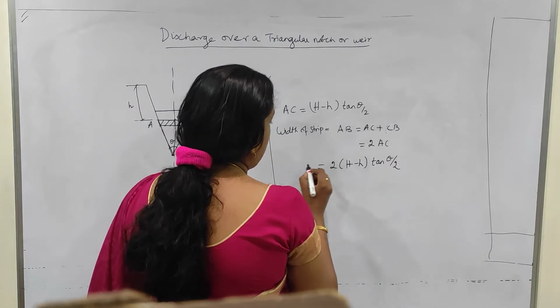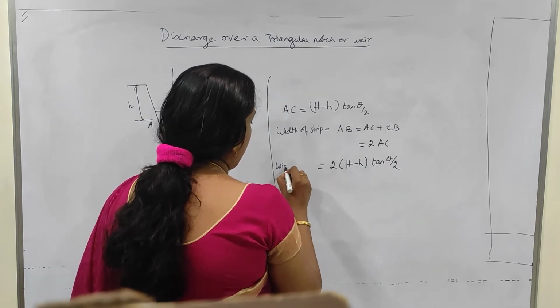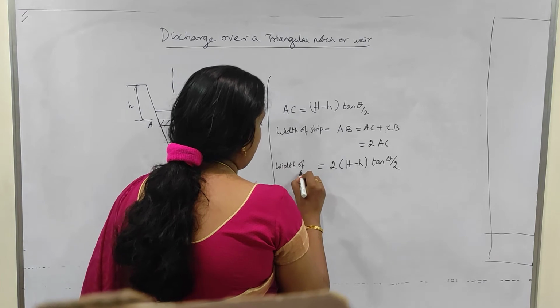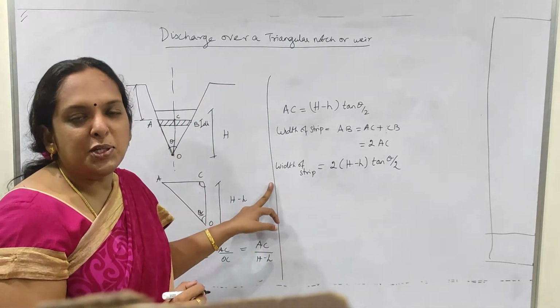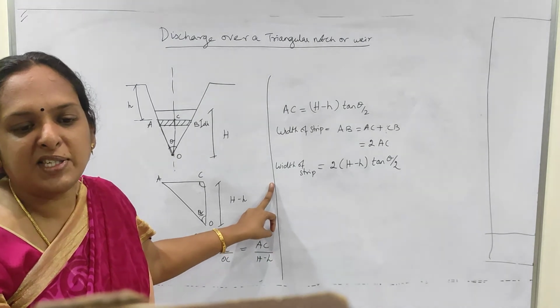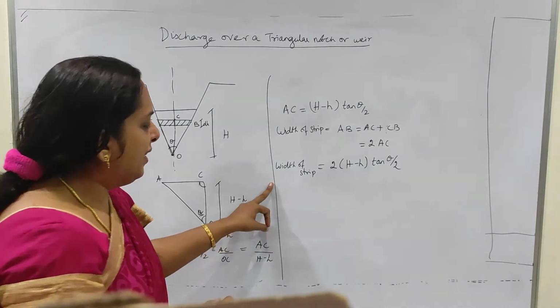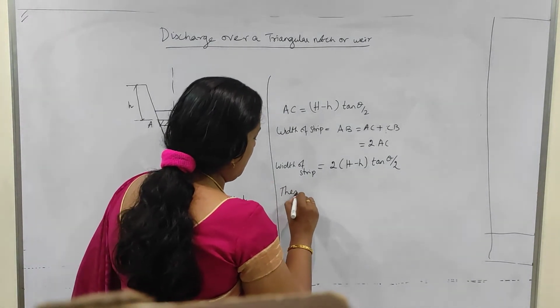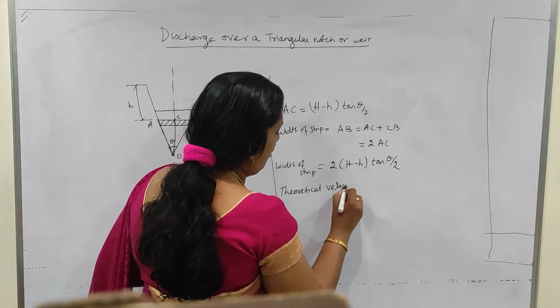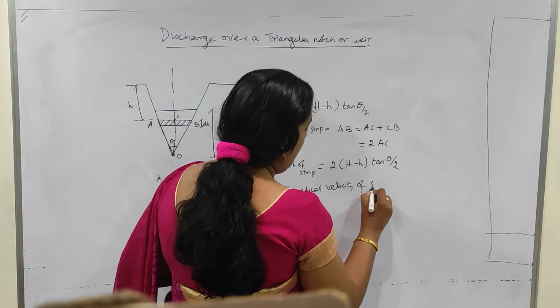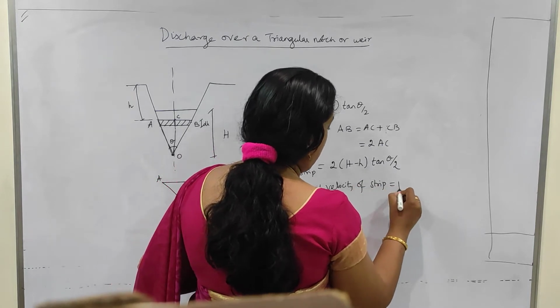So that is the width of the strip. What we are going to find out now is the velocity. For theoretical velocity, what is the formula we have? The theoretical velocity of the strip will be equal to root 2gh.